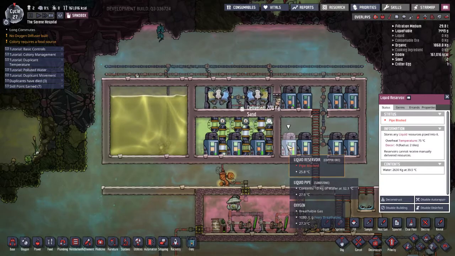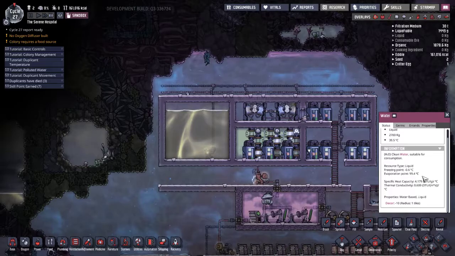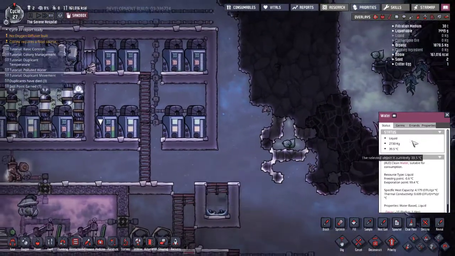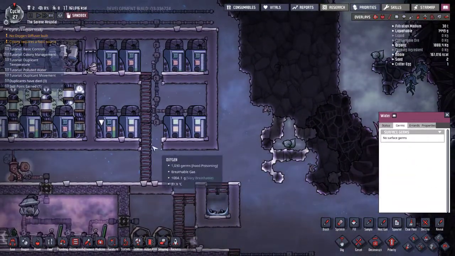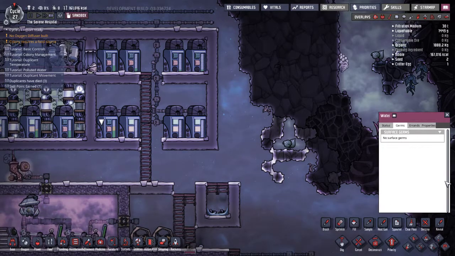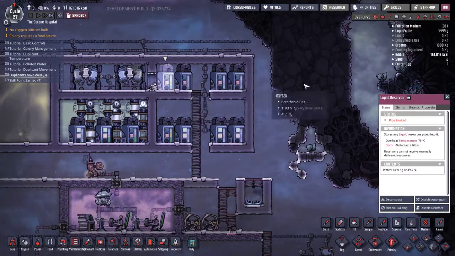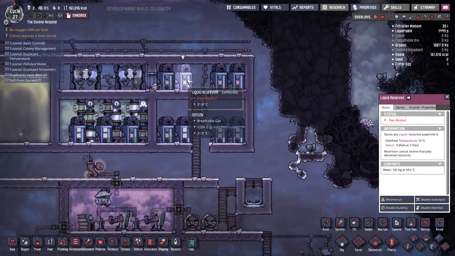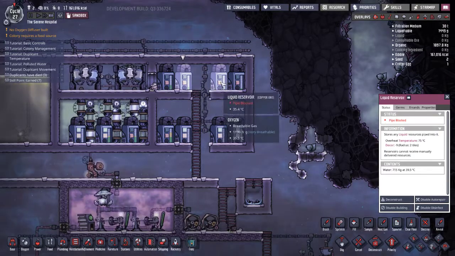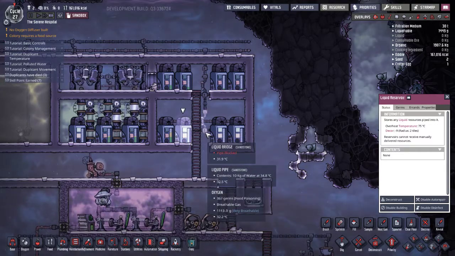Alright, let's check our reservoirs. Excellent. This one contains only liquid. The water contains no surface germs. This water contains no germs. This liquid contains no germs, no germs, no germs, and these should be empty because of how I set up the piping.